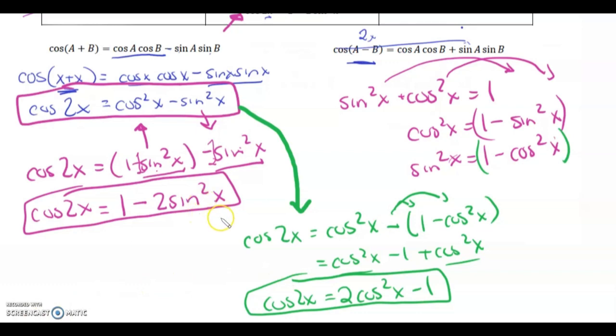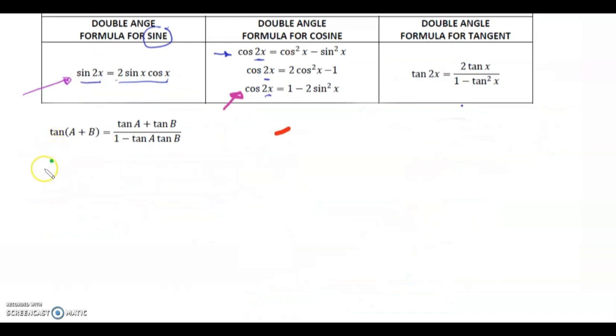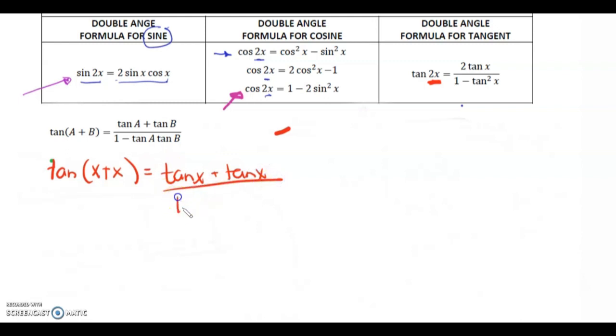Okay, so these double angle formulas do definitely come from the compound angle formulas. Okay, let's try the tan one. So we're going to go tan, instead of a plus b, we'll do x plus x, right? Because we want the tan 2x. So again, taking the compound angle formula, we're going to go tan x plus tan x over 1 minus tan x, right? Because we're subbing in an x for both the a and the b.